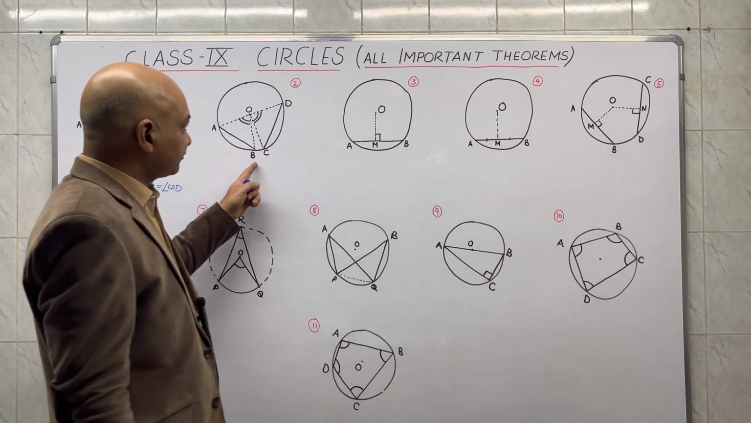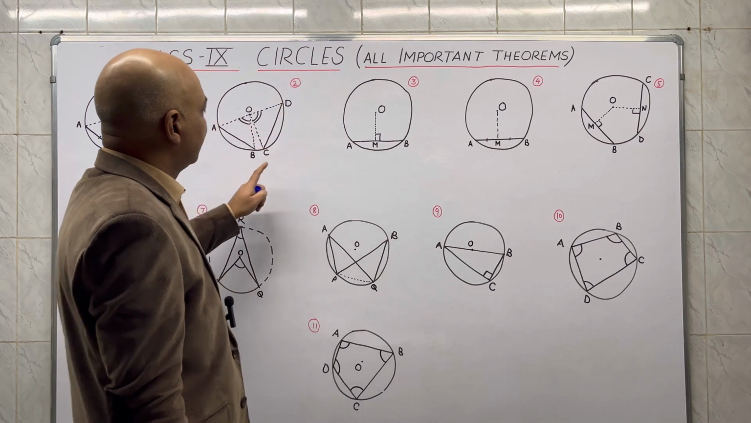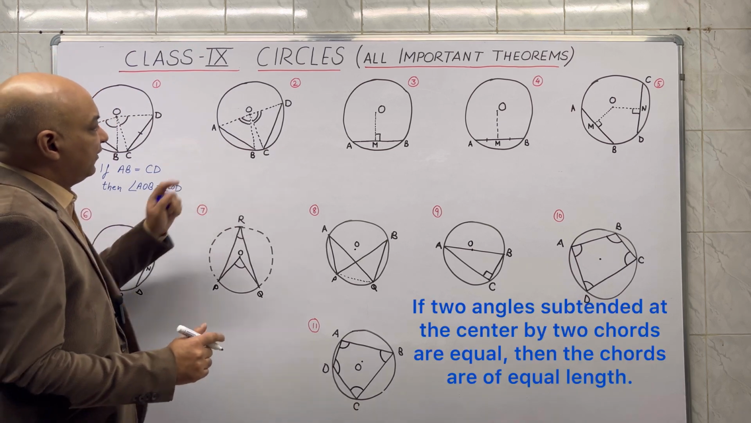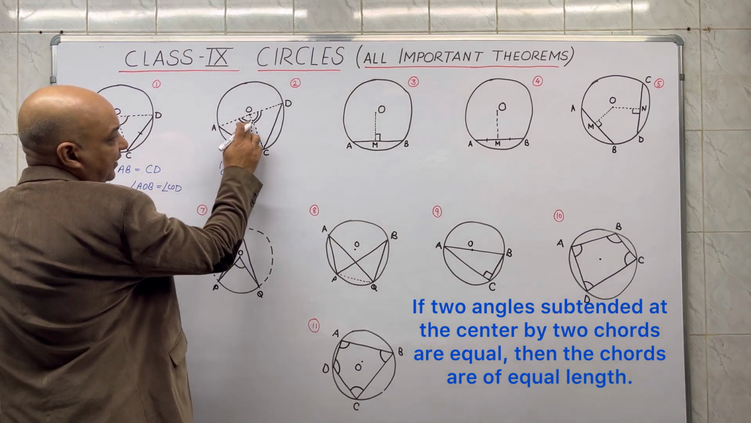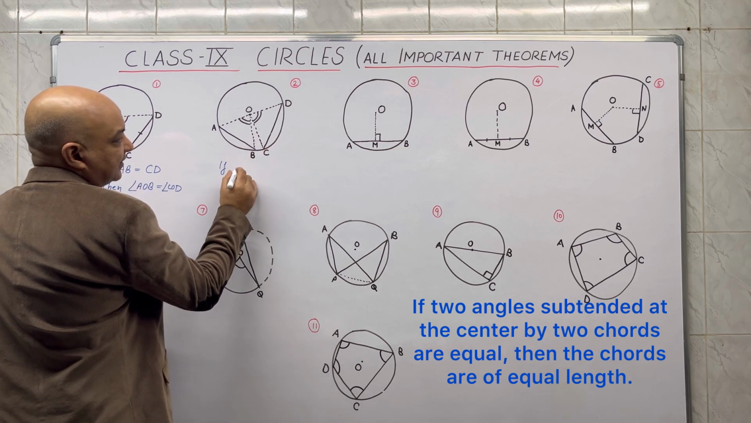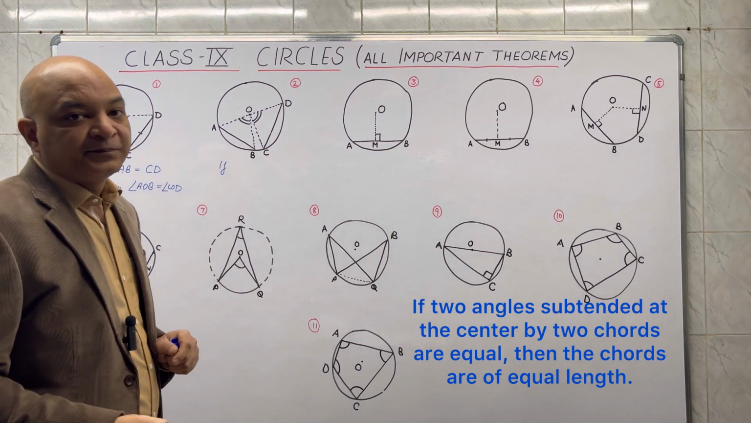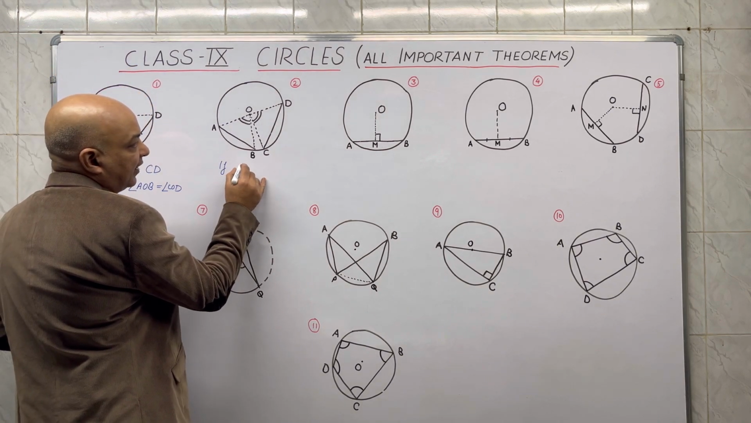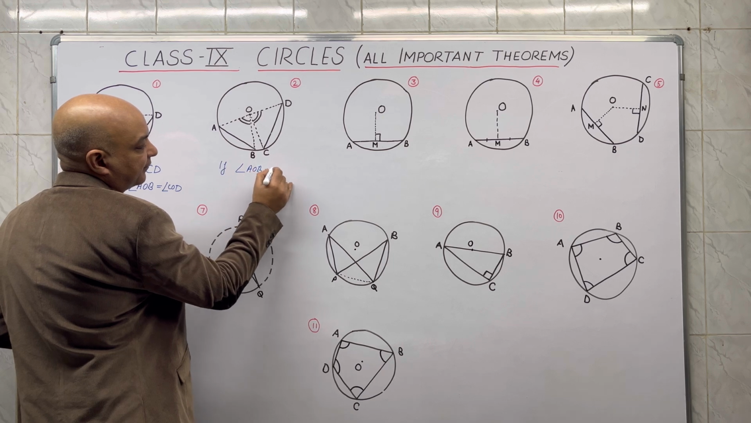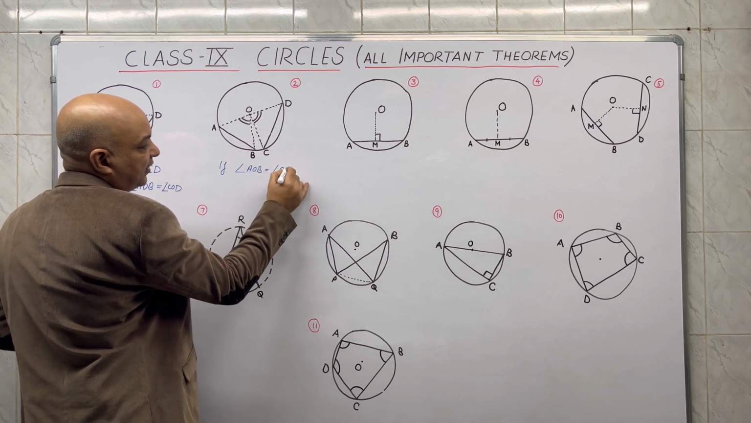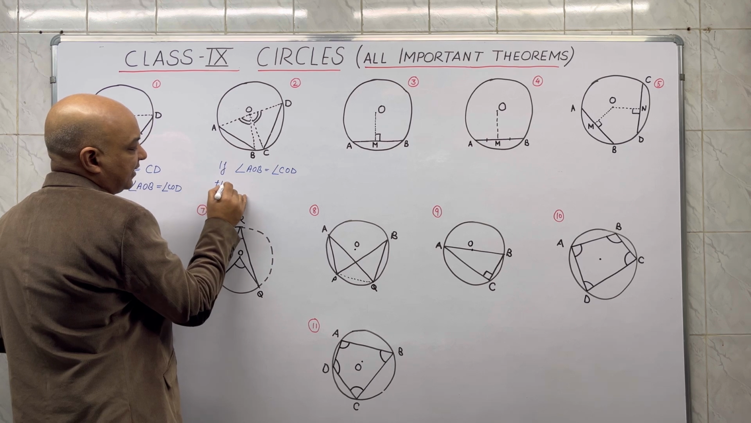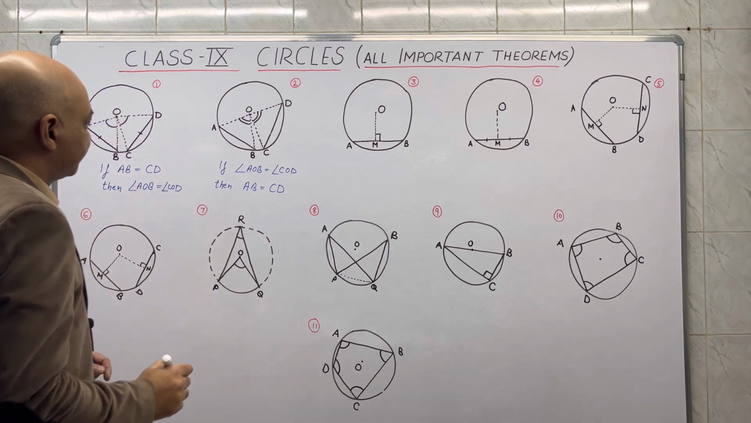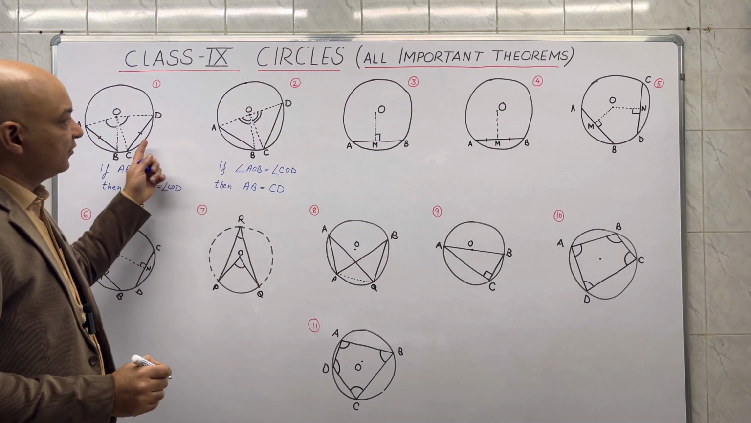ओके, आगे बढ़ते हैं। हमारी नेक्स्ट थ्योरम जो कि इसका कन्वर्स है states that if angles subtended by two chords at the center are equal, then the chords are also equal. So now if angle AOB is equal to angle COD, then I can say that chord AB is also equal to chord CD. So it is the converse of the first theorem.